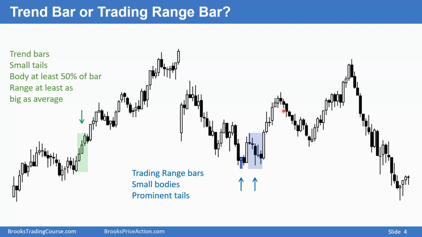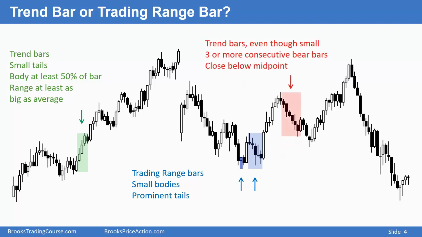Here we have a series of bear bars comparable to this series of bull bars. We have 3 or more consecutive bear bars closing below the midpoints. We're probably going to get more down. Once you get 3 or 4 consecutive bear bars in a bull trend, you're probably going to go at least a little bit lower. Even though these bars are small, they are trend bars. I would not call these first 2 bear bars trend bars until I see that third bar. It has a bigger bear body, so we're starting to accelerate down. And that tells me that these 2 bars, rather than being the start of a trading range, were instead the start of a bear trend.